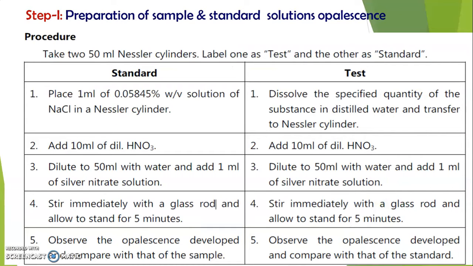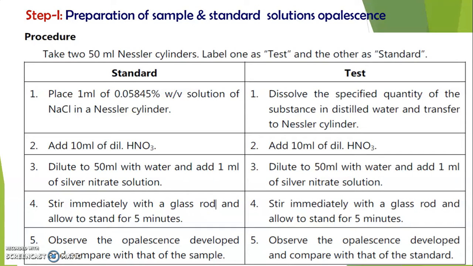Now, today we are going to perform our practical in two steps. Very first of all, we have to perform all the steps as in the limit test for chloride, and in step 2 we have to measure the NT units by the nephelo turbidometer. So the first step is preparation of sample and standard solutions. Very first of all, we have to take a pair of Nessler cylinders and mark them as test and standard. First of all, we will dissolve the specified quantity of the substance in distilled water and transfer it to the Nessler cylinder, which is marked as test.